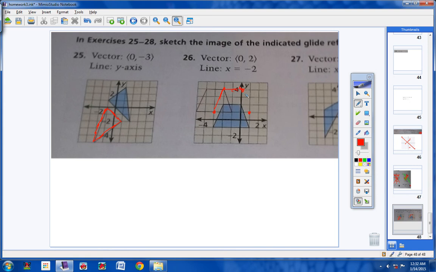Now, next they want us to reflect it in the line x equals -2. Now students, x equals -2 is a vertical line, okay? It's a vertical line that goes through x equals -2. So here's the line right here.